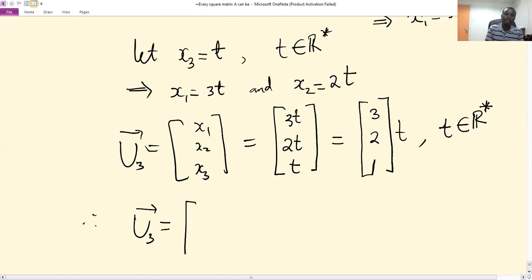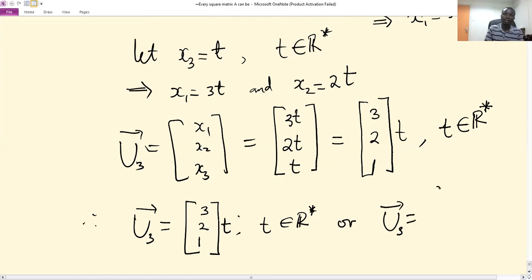So therefore, u3 is given by 3, 2, 1 times t, where t is any non-zero real number, or simply u3 is given by 3, 2, 1 by taking t equals 1. So that's how we find eigenvalues and eigenvectors for that matrix. Thank you.